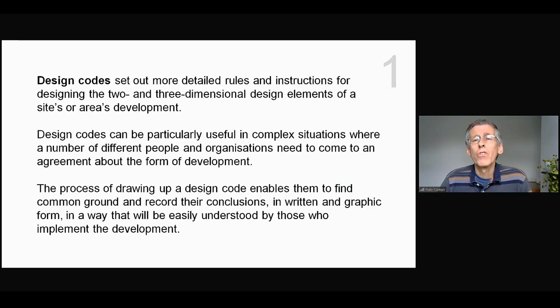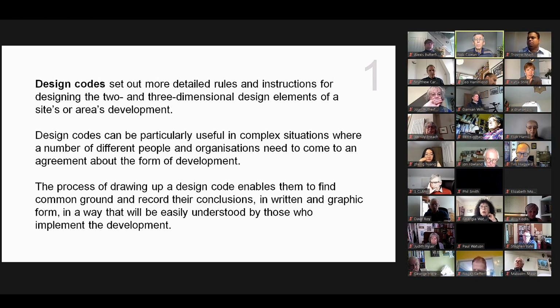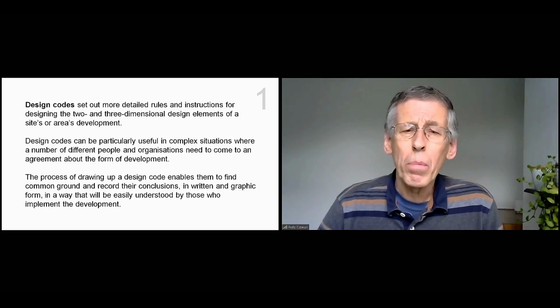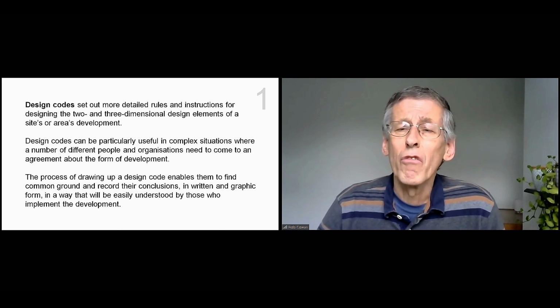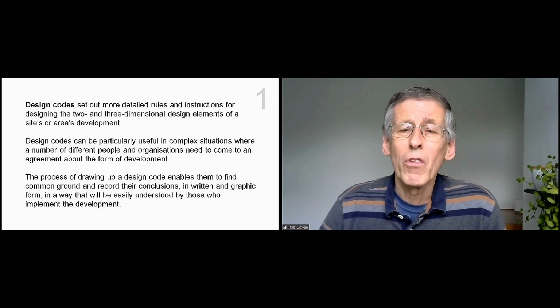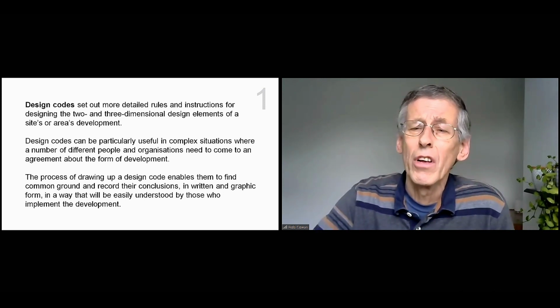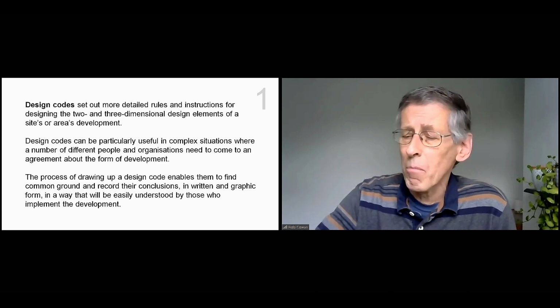Design codes set out more detailed rules and instructions for designing two- and three-dimensional design elements of a site or area's development. Design codes can be particularly useful in complex situations where a number of different people and organizations need to come to an agreement about the form of development. The process of drawing up a design code enables them to find common ground and record their conclusions in written and graphic form in a way that will be easily understood by those who implement the development.